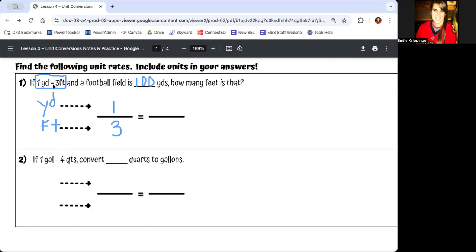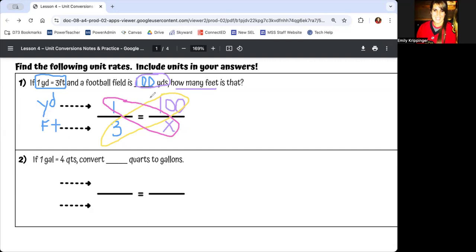Then the other information that's given to me is 100 yards. We put yards on top, so I'm putting that 100 on top, which means I'm solving for the feet, which makes sense. It says how many feet. Now I'm going to get out my 2 highlighter colors and I'm going to highlight my 2 diagonals. Diagonal number 1 and diagonal number 2. And then we're going to solve the problem.